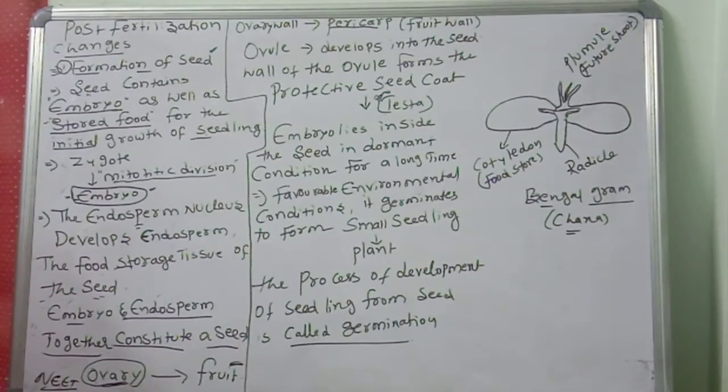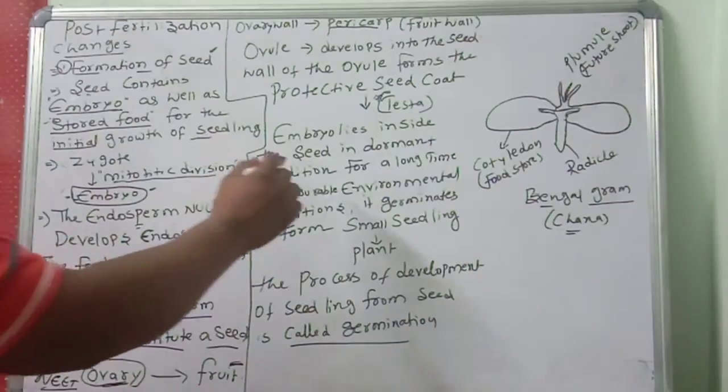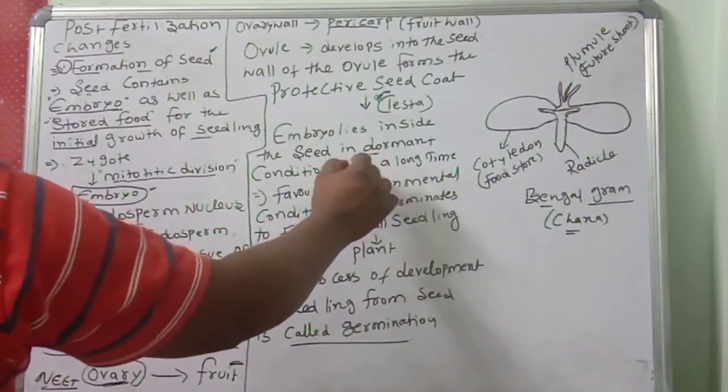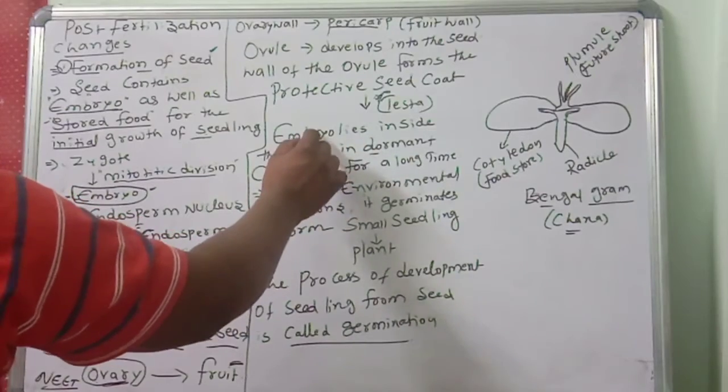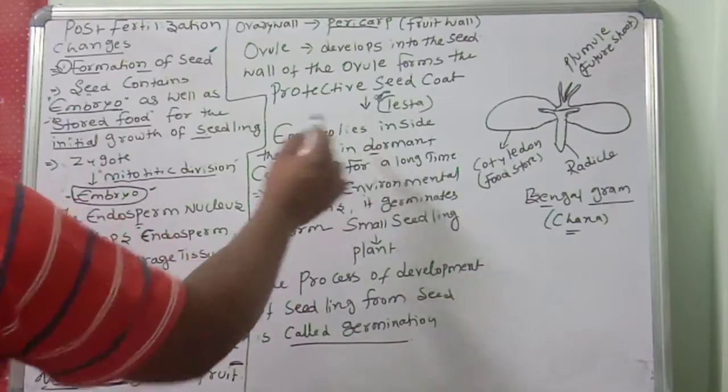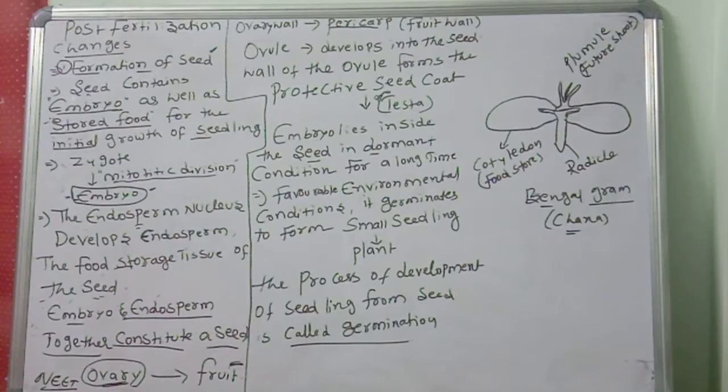The embryo lies inside the seed in dormant, that is inactive, condition. Dormant means inactive condition. Even for some thousands of years, seeds can remain with the embryo in dormant condition. Why? Because when the conditions are not good, they remain dormant. Once the conditions are favorable, what will happen? That seed germinates. That is the most important point to remember.